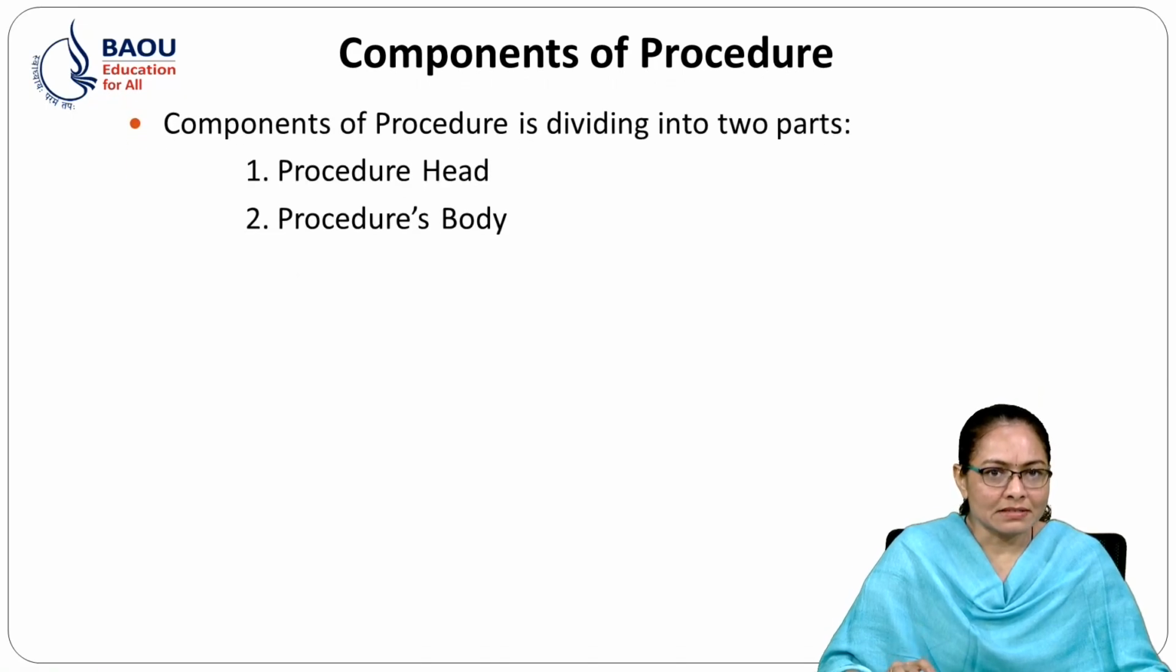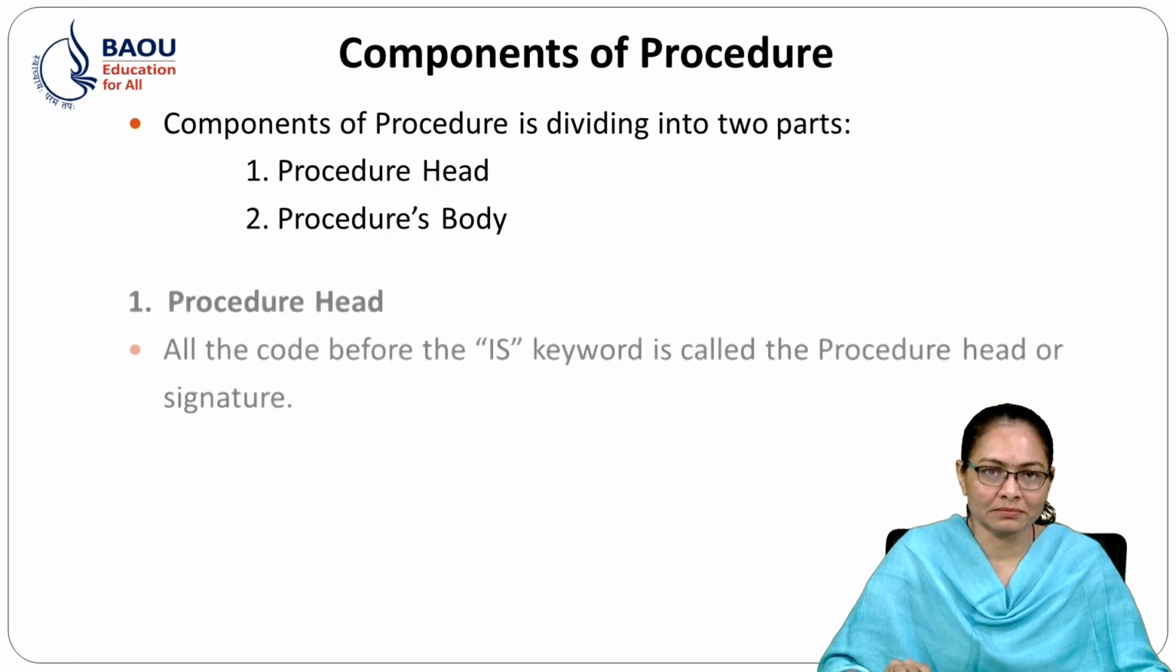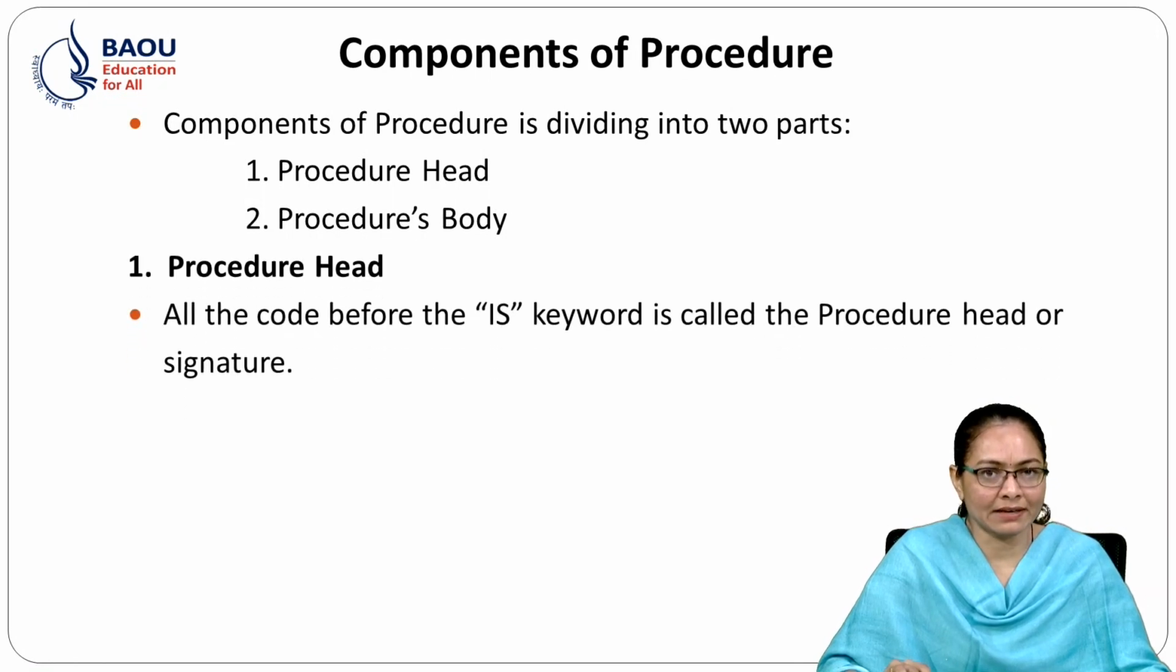We already discussed some components in the syntax of the procedure. This topic is included in our SLM. That's why, once again, to understand the procedure easily, we will divide the procedure into two parts: procedure head and procedure body. Now what is the procedure head? Procedure head means all the code before the IS keyword is called the procedure head, or we can say the signature of the procedure, or also the procedure specification.